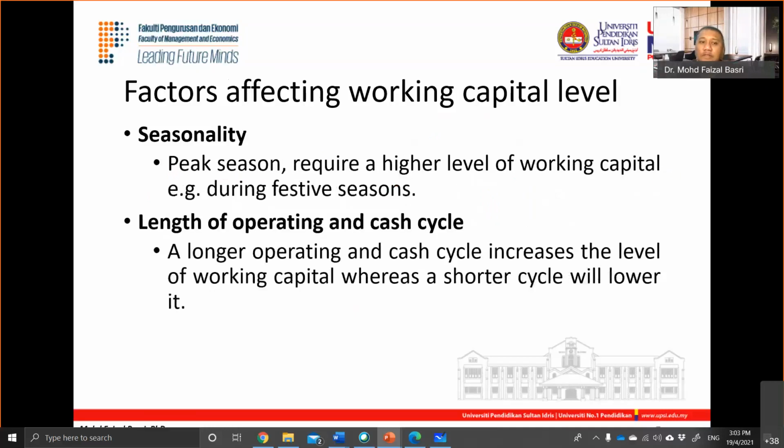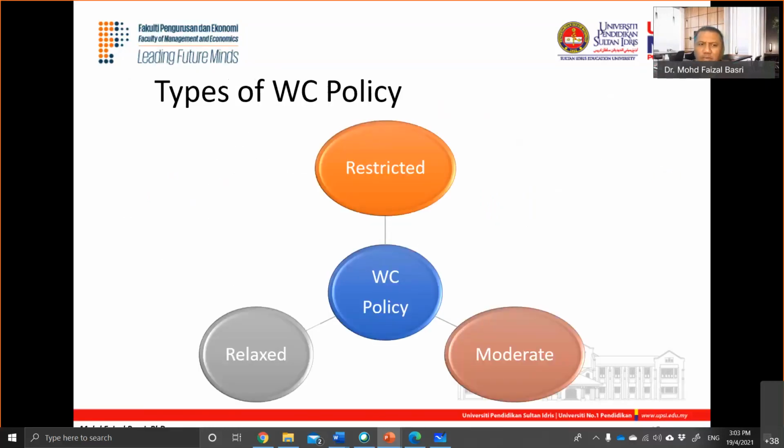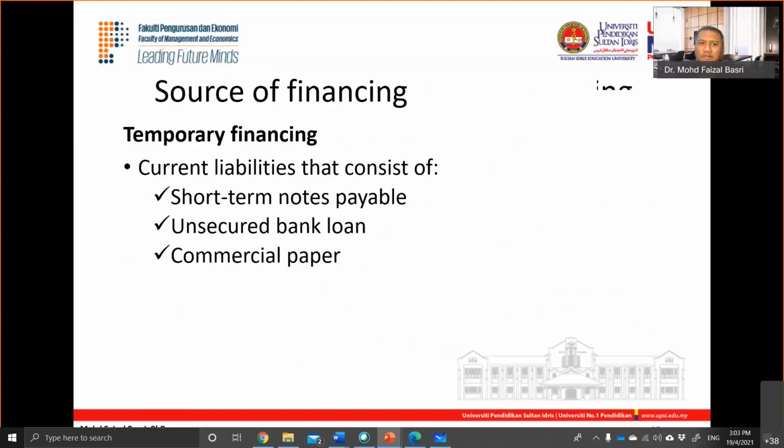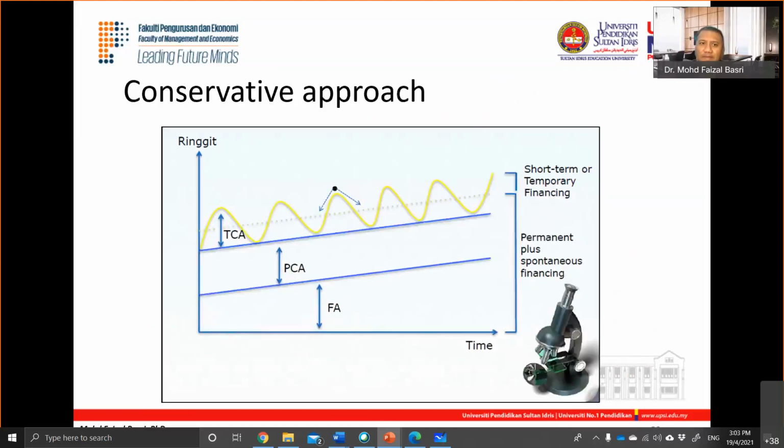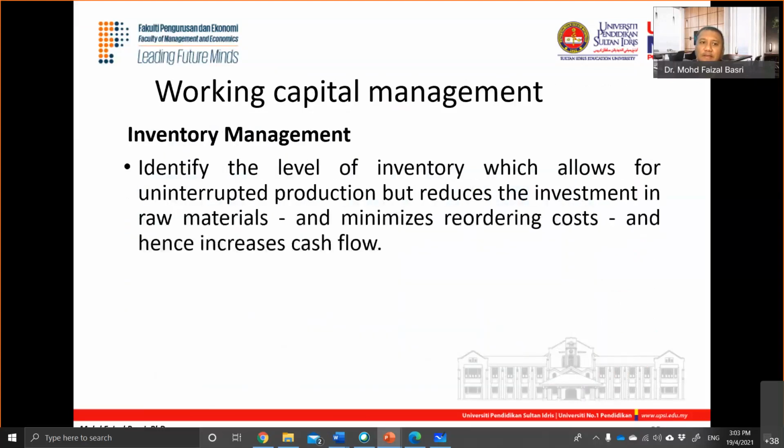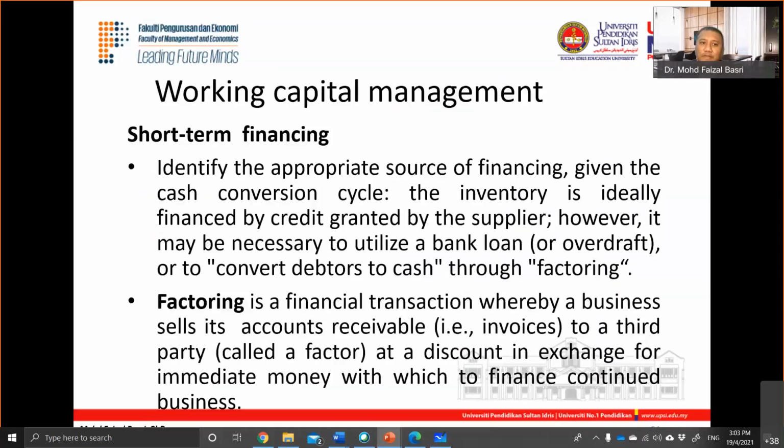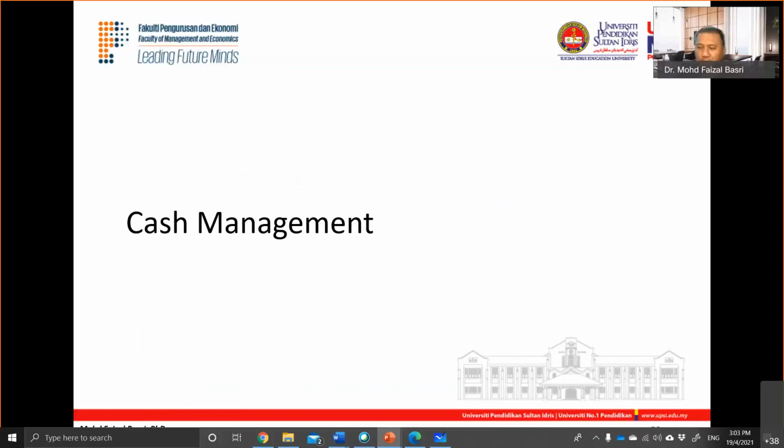Okay, so nanti you baca ni. This one pun nanti I leave it to you. I'm gonna go straight for today, okay, with the cash management. This one. Okay, cash management. Okay, and somehow I can explain again the one that we skipped just now.